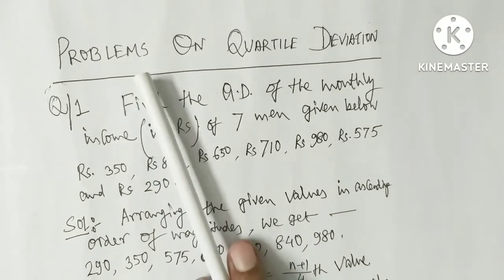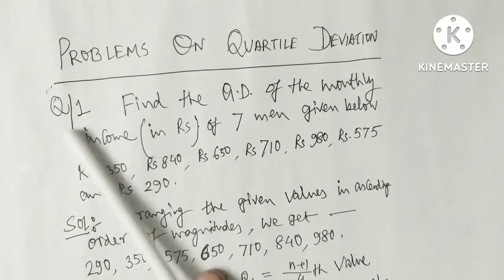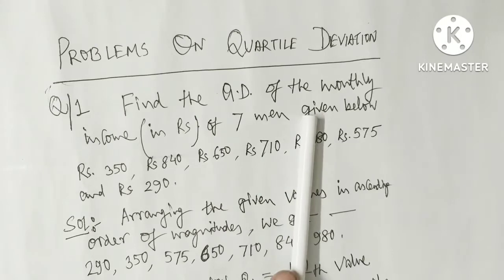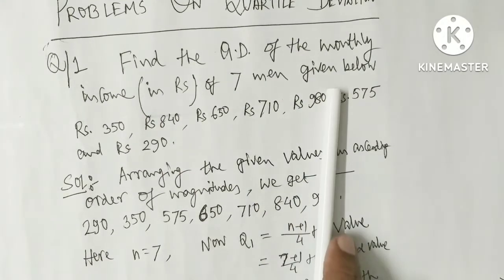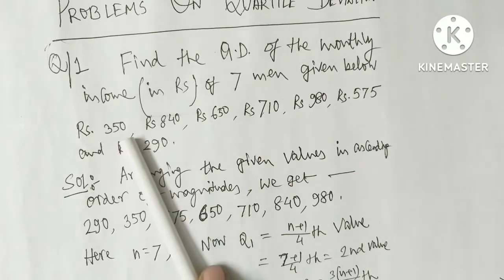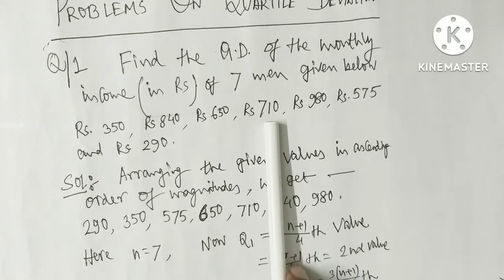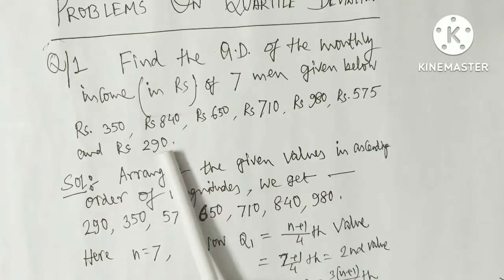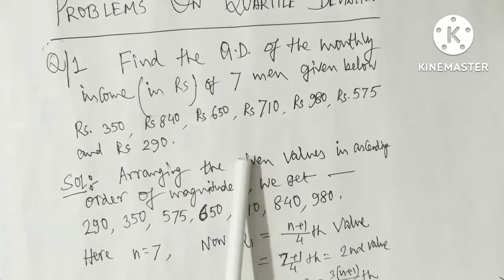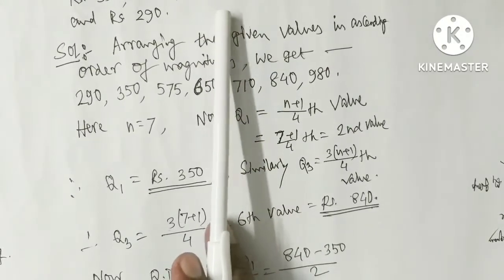Now we establish problems on quartile deviation. Question 1: find the quartile deviation of monthly incomes in rupees of 7 men given below: rupees 350, rupees 840, rupees 650, rupees 710, rupees 980, rupees 575 and rupees 290. This is an example of simple observations.